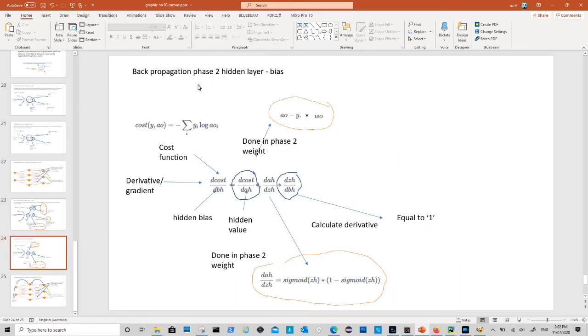For the biases derivative, let's look at the third element on the right side, dzh divided by dbh is equal to 1. Where the other parts can be borrowed from the weight derivative calculation.